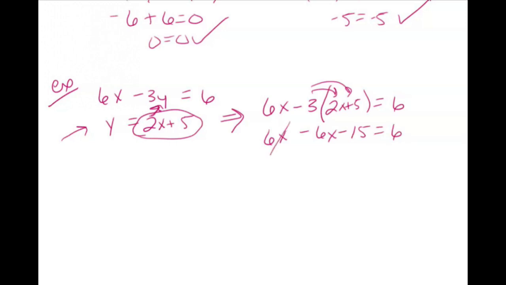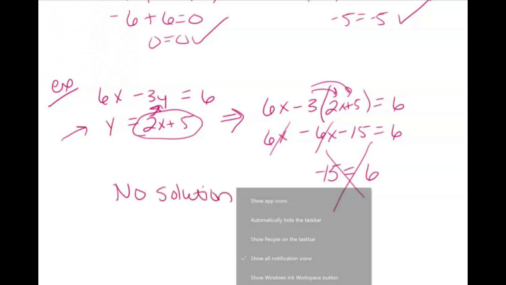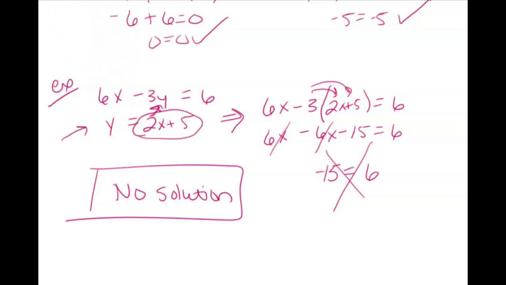Now when I start to solve this, look at what happens. Those 6x's go away and I'm left with negative 15 equals 6. However, is that a true statement? No. So when you get a situation where your variables drop out and you get an untrue statement, then it's no solution.